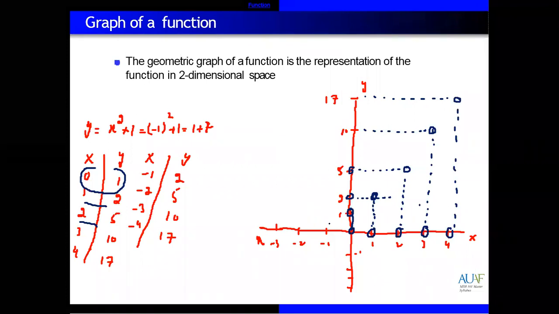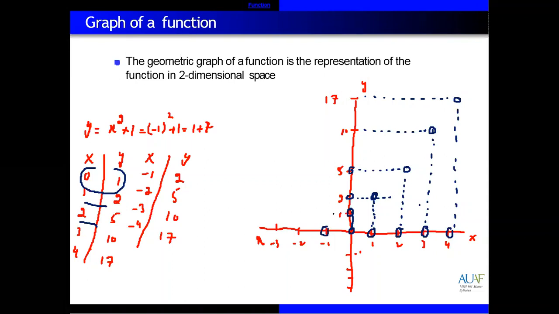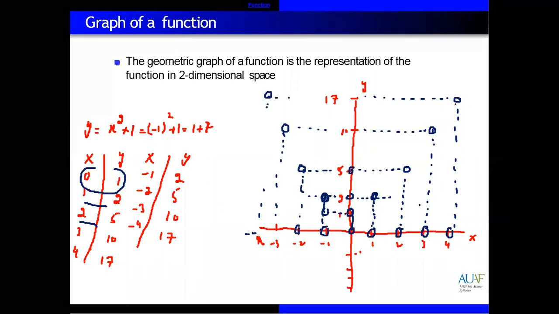Next, negative values, minus 1 with 2. So joining these 2 points, minus 2 with 5, this point, same minus 3 with 10, and if we have minus 4 here, so minus 4 is with 17, like this one. So if you join these points, this is actually graph of y is equal to x square plus 1.